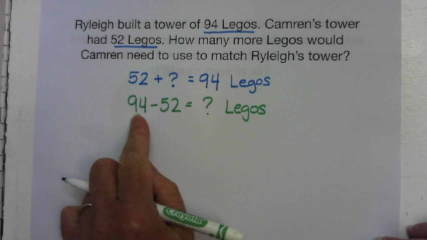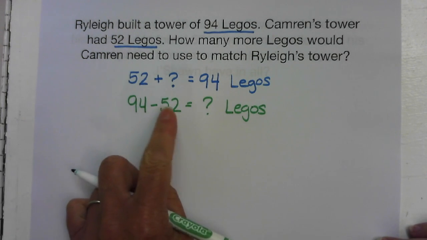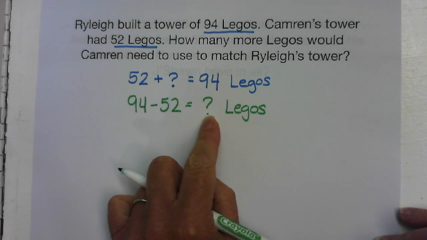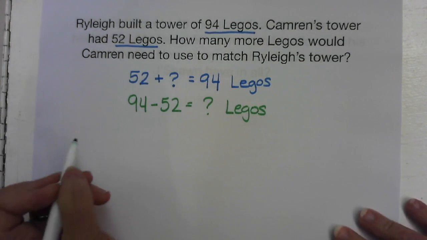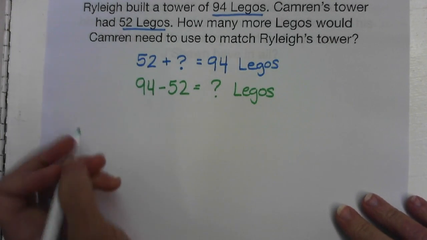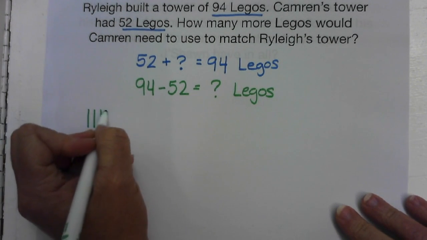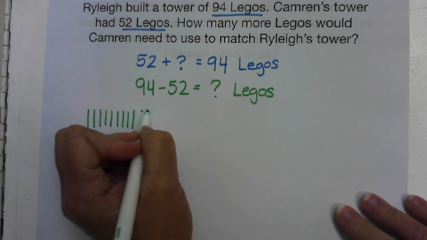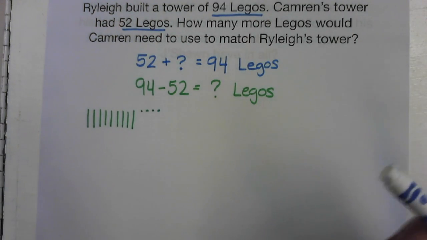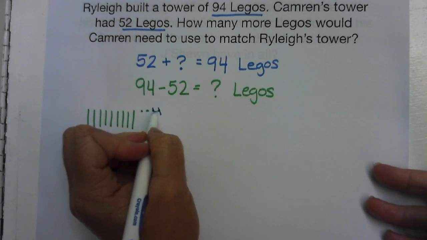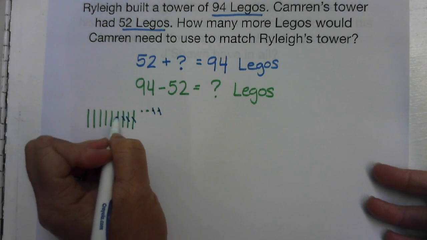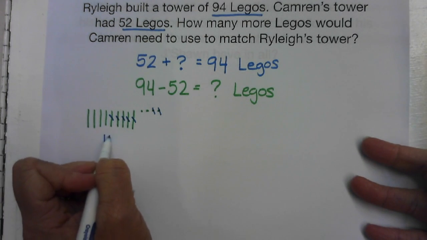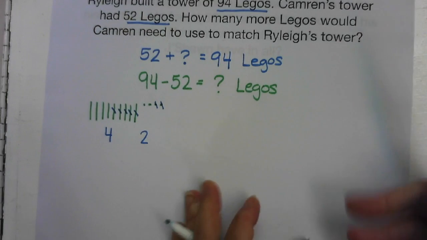So if we take the number of Legos in Riley's tower and subtract what Cameron already has, we're going to find out how many he needs to equal the same that she has. So I'm going to model the 2 ways. There's 9 tens, 4 ones. I'm going to subtract 2 ones and 1, 2, 3, 4, 5 tens. And you'll see that we're left with 4 tens, 2 ones.